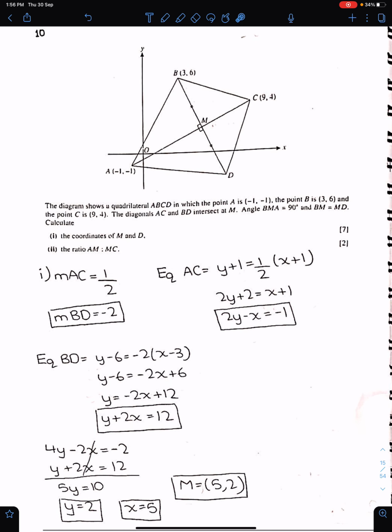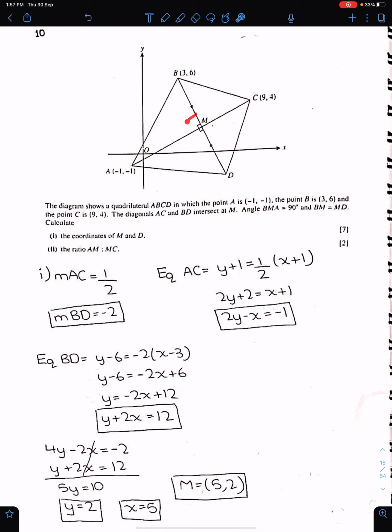Question number 10. Well, in this question we have coordinates of A, B, C, and it says diagonals intersect at M, and these two lengths are the same. Calculate the coordinates of M and D. First we need the coordinates of M. M is the point of intersection of line BD and line AC. So first find the equations of these two lines, AC and BD.